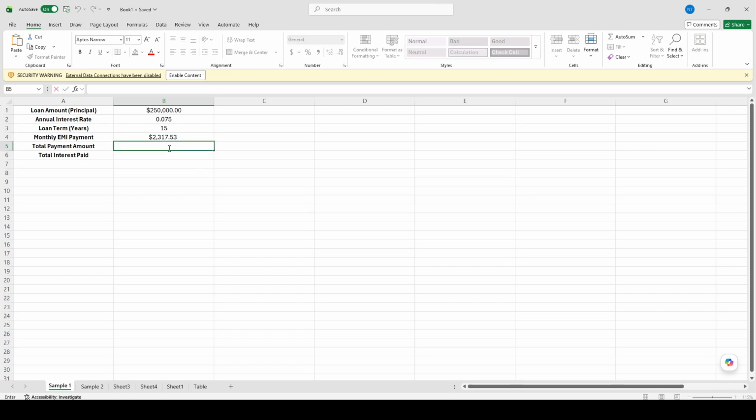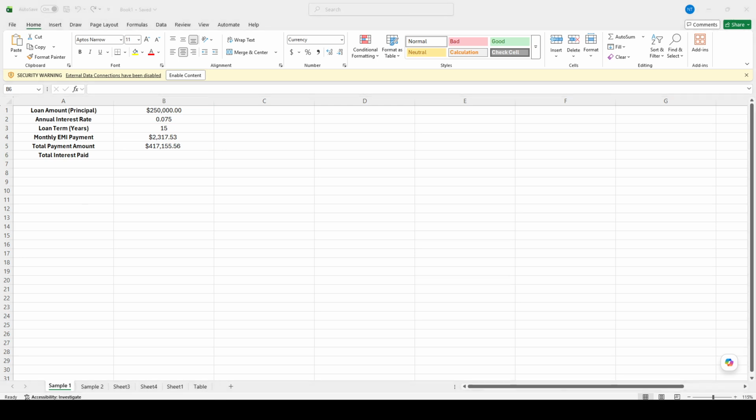This formula multiplies the monthly EMI by the total number of months in the loan term. Since B3 contains the number of years, multiplying it by 12 gives the total number of monthly payments. Multiplying that by B4 gives the total payback amount. Press Enter to apply the formula. Excel will now show the total amount paid across the entire loan period in cell B5. This value includes both the amount borrowed and the interest paid over time.